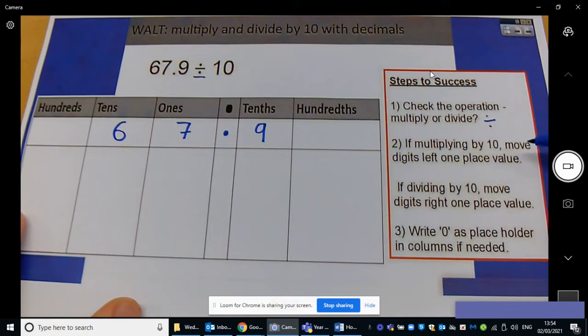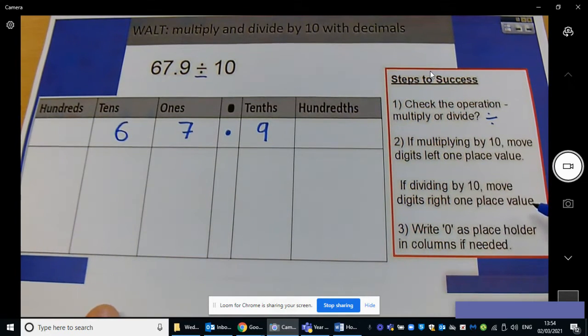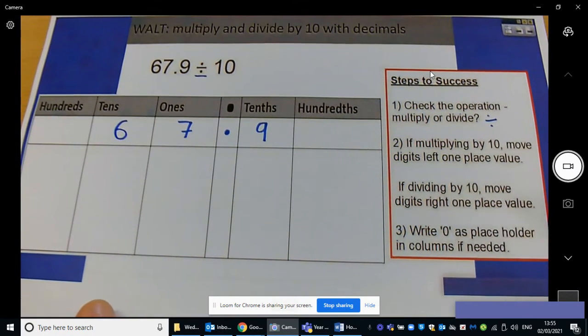If multiplying by 10, move the digits left one place value. Do we need this section here? No, we don't, because we're not multiplying by 10. We are dividing by 10. If dividing by 10, move the digits right one place value. So we need to move the digits right.